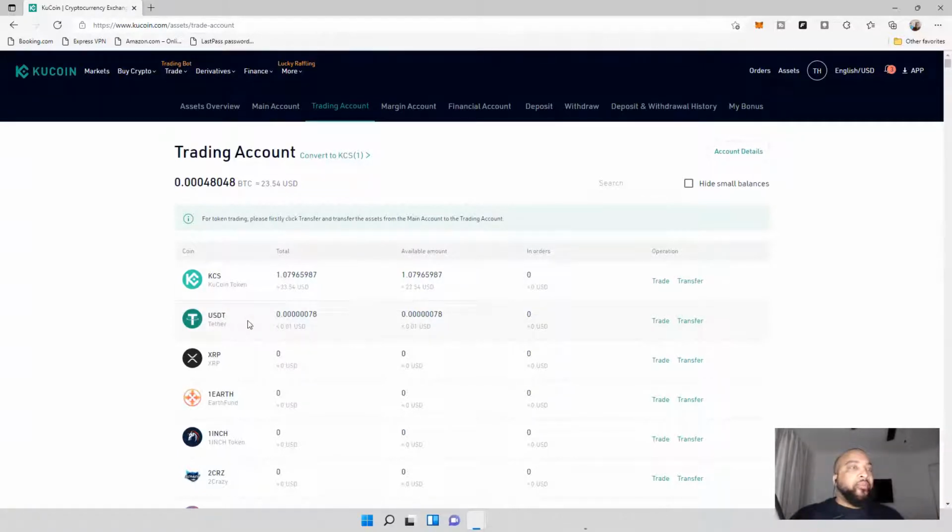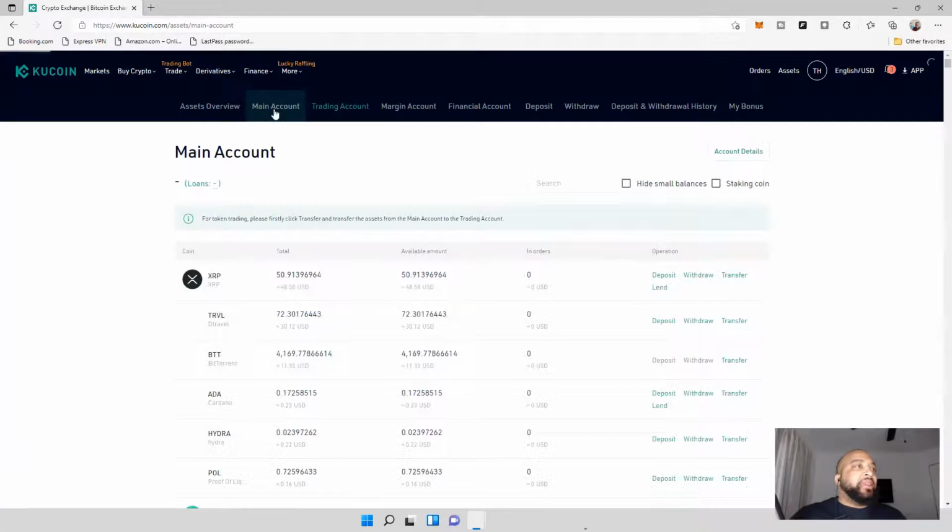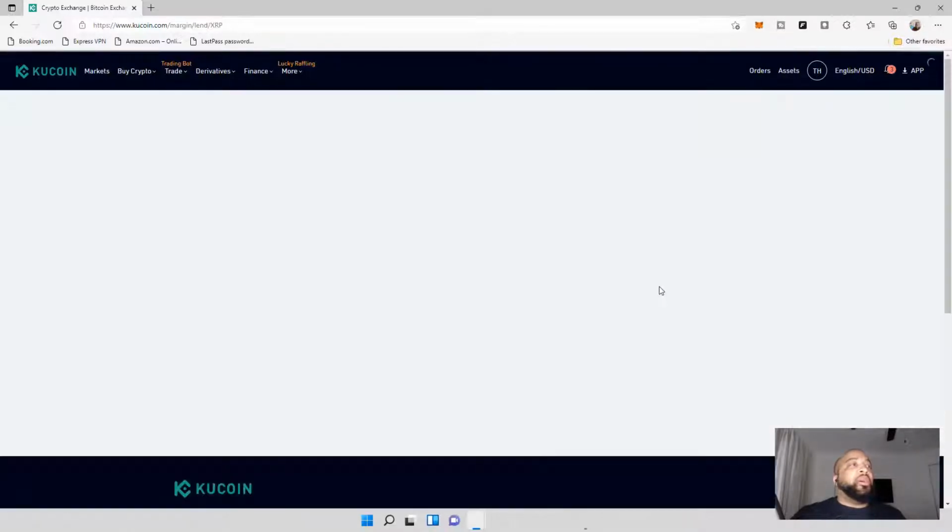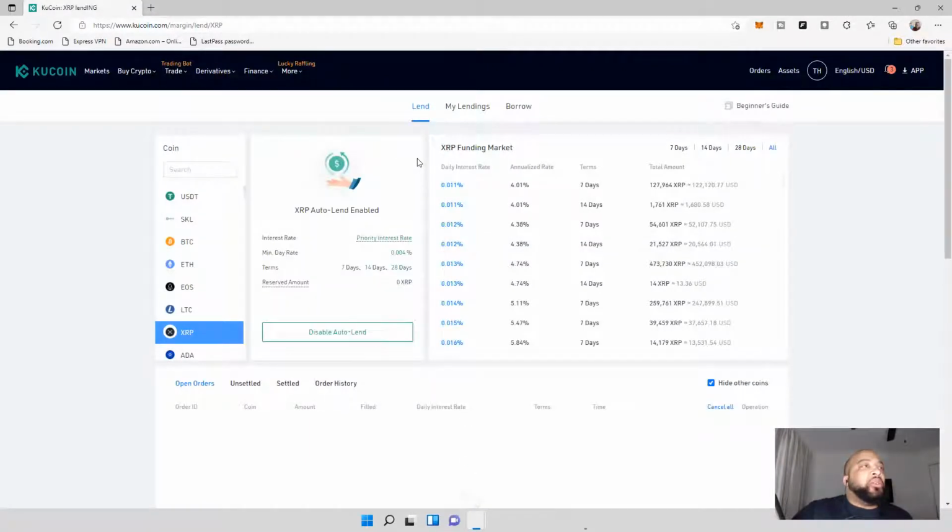But I do like the fact that I can lend out my cryptocurrency instead of it sitting idle and earn interest. So let's do that now real quick, since XRP is one of the ones that you're eligible to do that on. So right now, I already have auto lend enabled, and you can see what the market is doing and looking like, what the daily interest rates are for different amounts, and how many crypto lending orders have been filled.